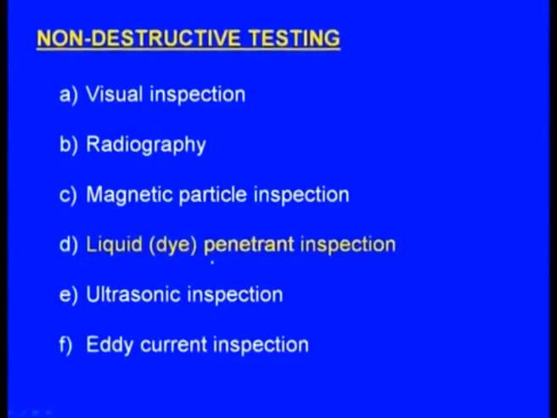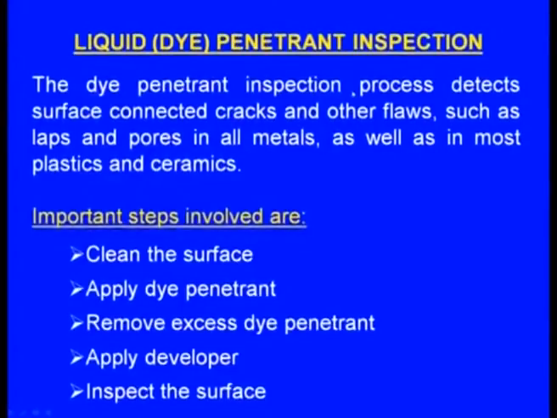Next one is the liquid penetrant inspection. This is also known as dye penetrant inspection. What is the principle? The dye penetrant inspection process detects surface connected cracks or other flaws such as laps or pores in all the metals as well as in most plastics and ceramics. Now, the important steps involved are: clean the surface, apply dye penetrant, remove excess dye penetrant, apply developer, inspect the surface.